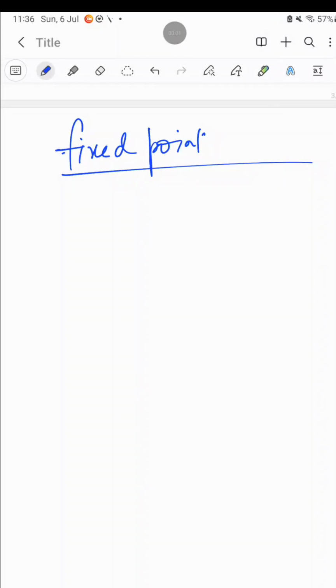Today we are going to discuss one of the most powerful concepts in modern analysis, that is fixed point theorem. Okay, and first of all we define fixed point.